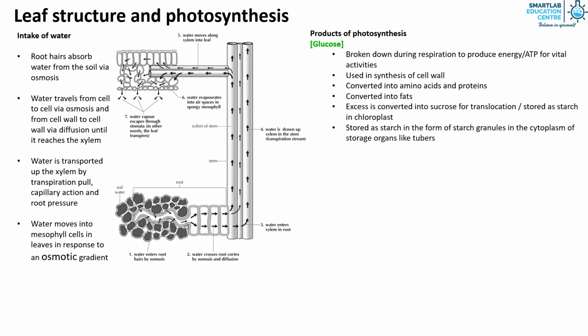For oxygen, it is produced and released during photosynthesis. And the rate of photosynthesis is usually measured by the rate of oxygen production, as it is easily measured.